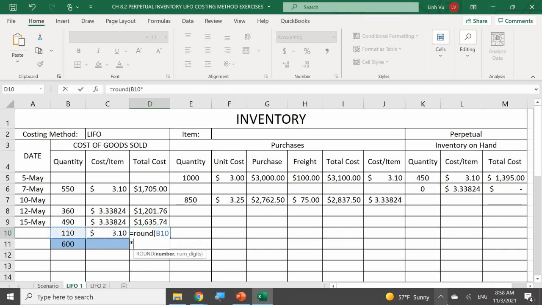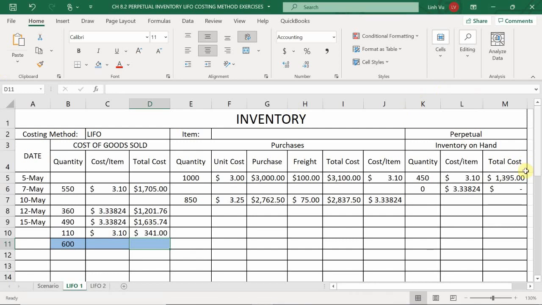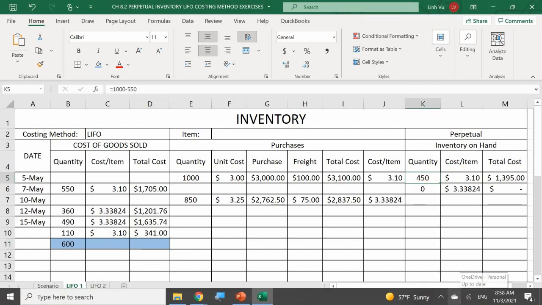Now I need to figure out what 110 times 3.10 is going to equal. 341. Okay, so now I go ahead and eliminate this from here. So 450 minus 110, I get how much? 340. 340 items left. Okay, good.